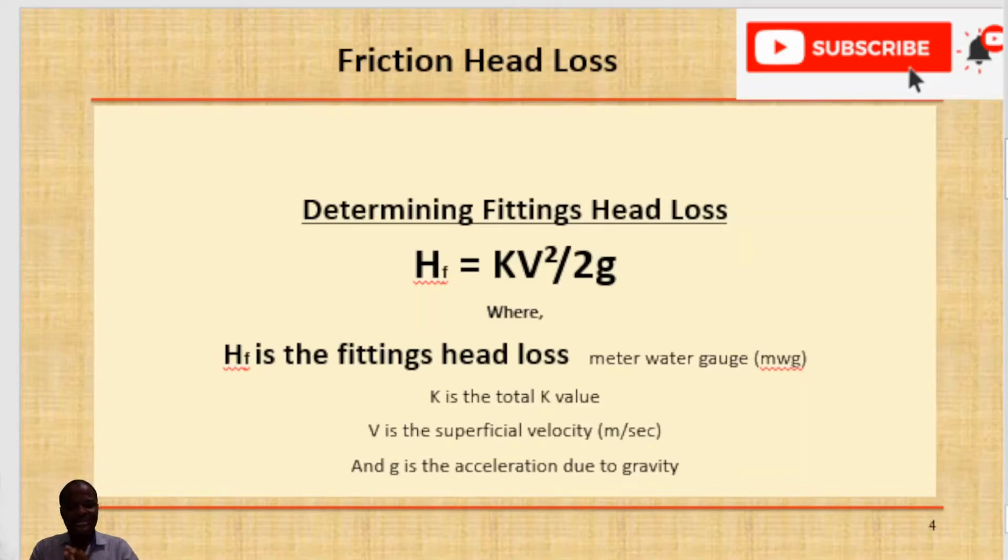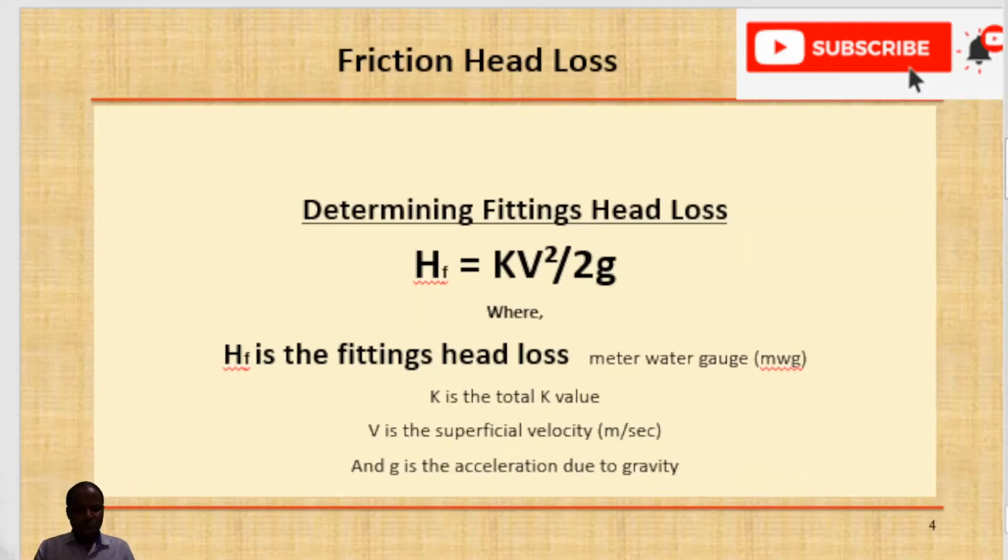Your fittings head loss is calculated by what is known as the K-value method, which is defined by this expression. K is the K value, V is the superficial velocity expressed in meters per second, and G is, of course, the acceleration due to gravity. So the fittings head loss is calculated by what I call the K-value method.